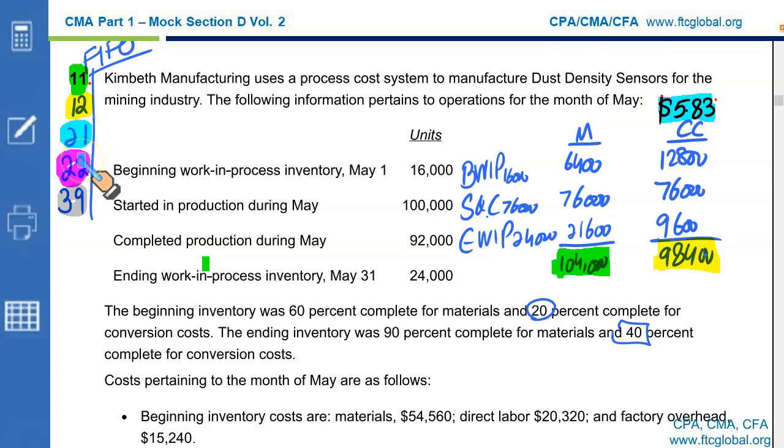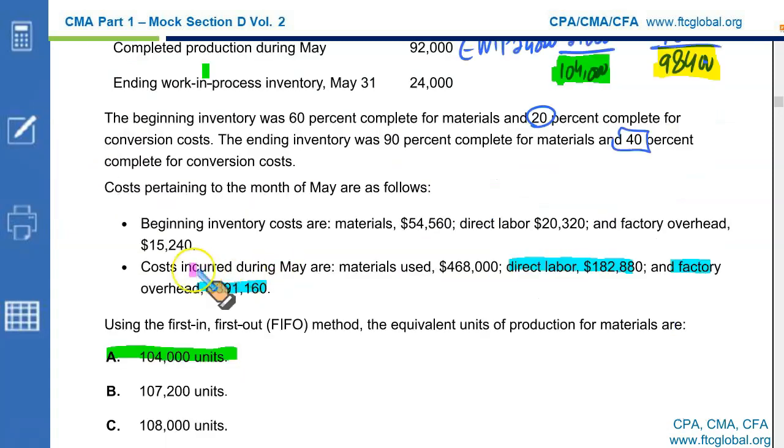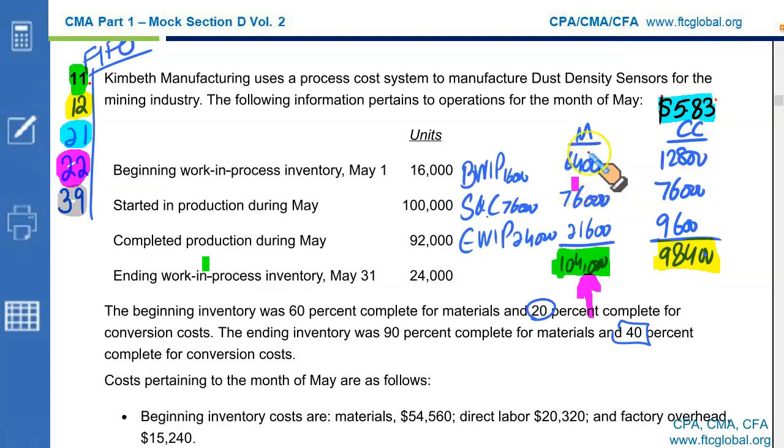Next, question 22 requires us to calculate the rate for material per EUP under the FIFO method. So the cost related to material incurred during May is 468,000. We are going to take 468,000 and divide it by the EUPs of material, 104,000. That gives you a perfect answer, 4.5. $4.5 per EUP of material, and that is the answer to question number 22.